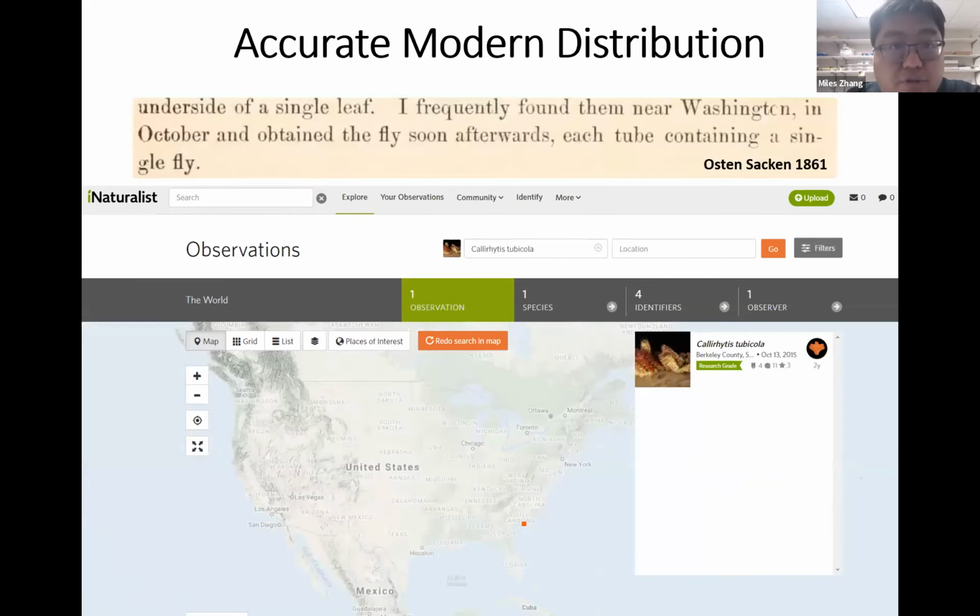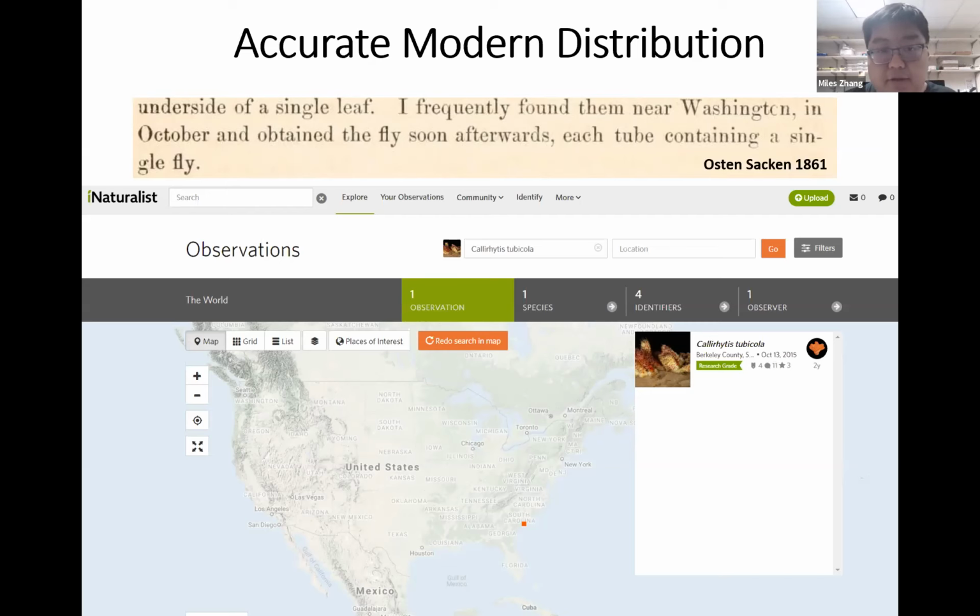Right, but then there are also these rare ones that are really interesting. Here's the original description of this Callirhytis tubicola. It's like, wow, they're all over DC, and he collected so many, right, Ashmead and Osten Sacken, but I cannot find a single one. I live here, and in fact, if you look on iNaturalist, there's only a single record that we know of now, and this is in South Carolina.